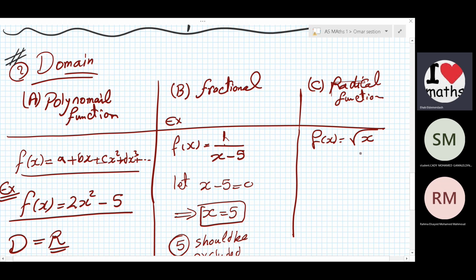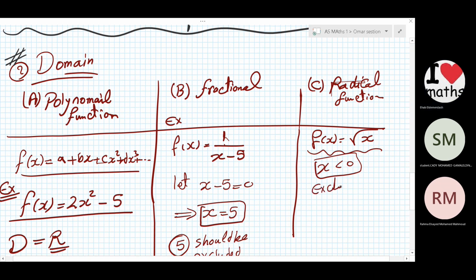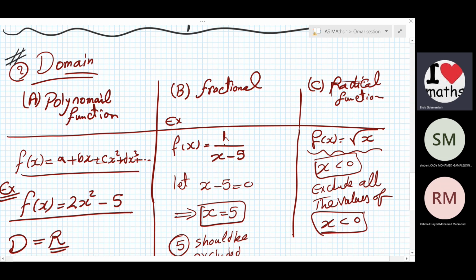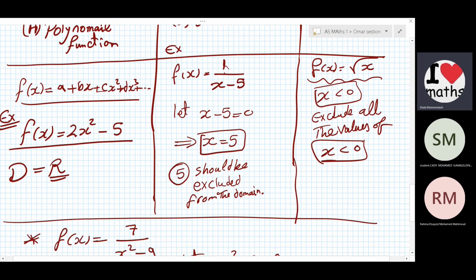If I put x equal to -5 it will be a problem. Even if you did it on the calculator it will show you something like i, or imaginary numbers, which is not accepted. So if I have f of x equal to the square root of x, here the condition x smaller than 0 is unaccepted. So I have to exclude all the values of x smaller than 0. All the negative values should be excluded from the domain. Why? If I put x equal to -1, it will be a problem, because if you try to take the square root of -1, it will not work.